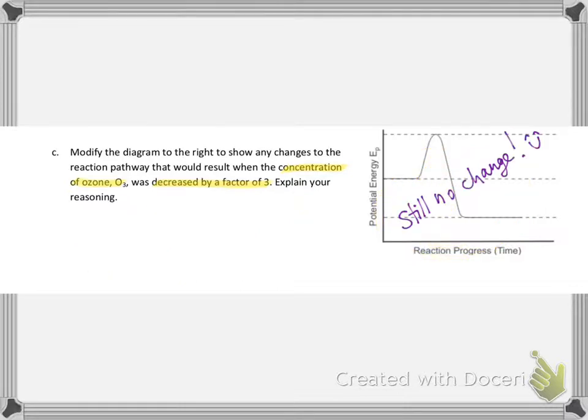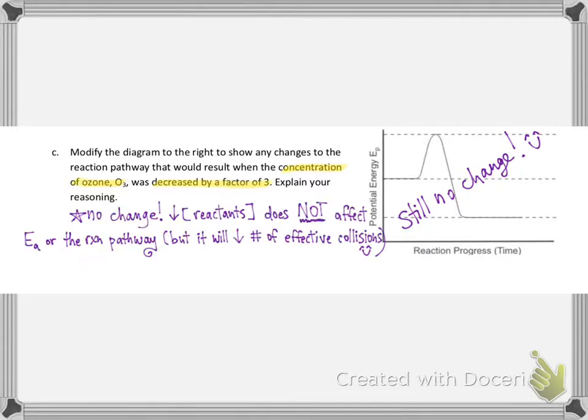Are you getting wise to my tricks yet? There is still no change, because decreasing the concentration of reactants does not affect activation energy or the reaction pathway. It will decrease the number of effective collisions and thus lower the rate, but that doesn't change the potential energy graph. So notice, decreasing the reactants didn't change the reaction pathway or the activation energy, but the number of effective collisions did go down, and that's why the rate would indeed decrease if you have fewer reactants.